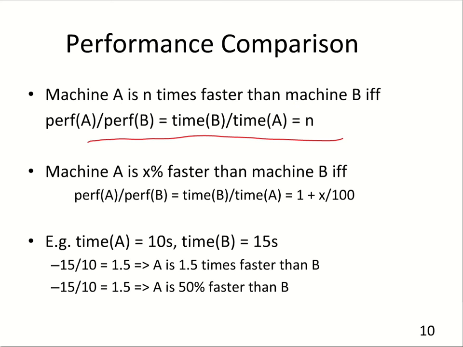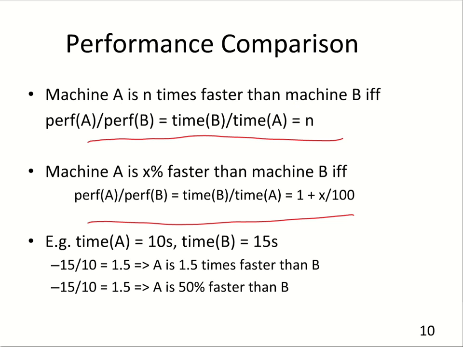We can also say that a machine is X% faster than another machine, if and only if the performance of A over the performance of B, or again, the time of B over the time of A, is equal to 1 plus X over 100. So here we're just expressing the speedup as a percentage.